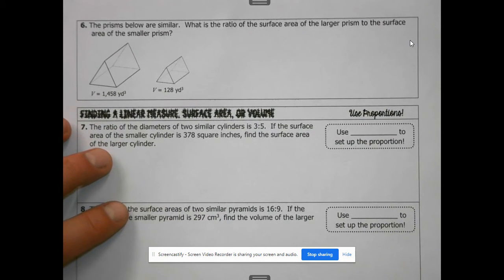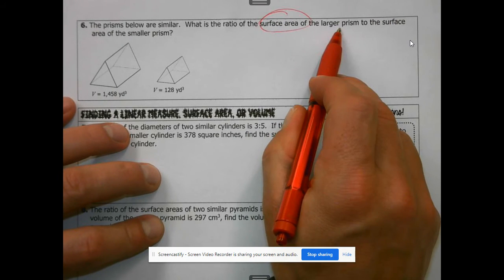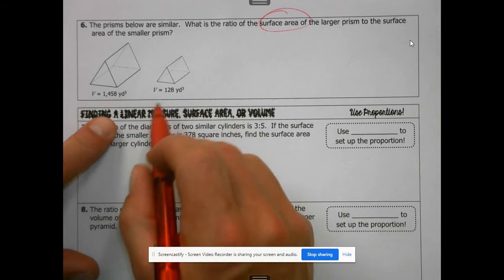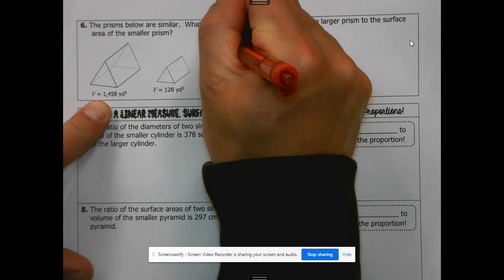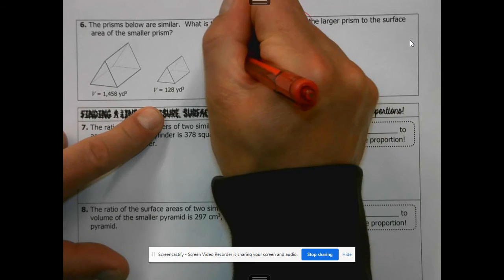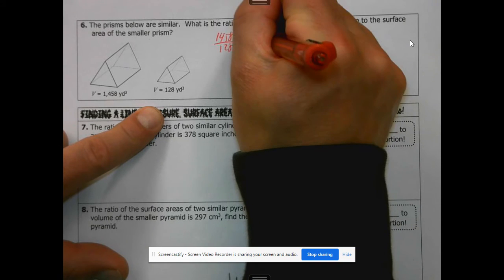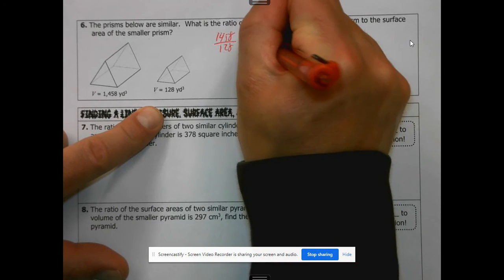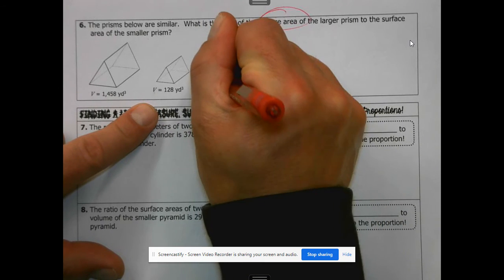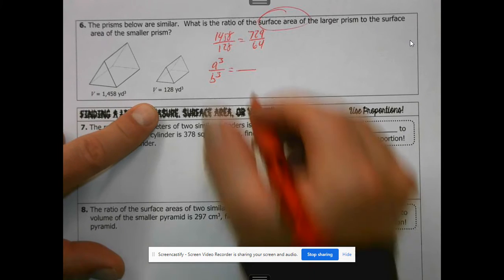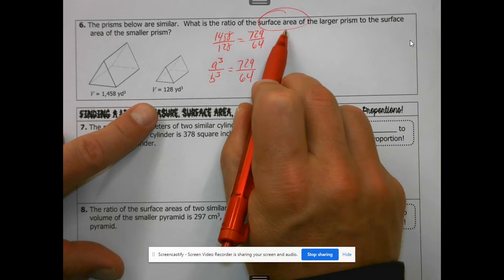Number 6. The prisms below are similar. What is the ratio of the surface area of the larger prism to the surface area of the smaller prism? What are we given? We're given volume. First reduce. Over 128. That reduces to 729 over 64. What is this? This is A cubed to B cubed. What do I want? I want surface area.